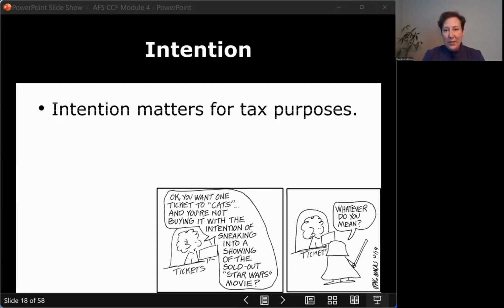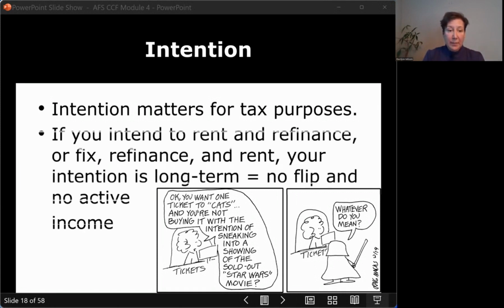Intention is very important with your properties, what you intend to do with them, either holding them or flipping them. It matters for income tax purposes because if it's a flip, it's active income and there is no capital gains. If it's a hold, then it's passive income and any gains from the sale of the property are capital gains, and it's all taxed differently. So it is important that we decide from the outset which one it will be.